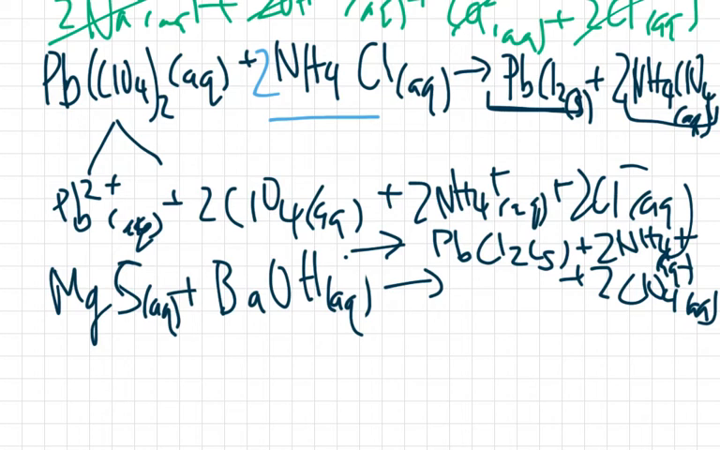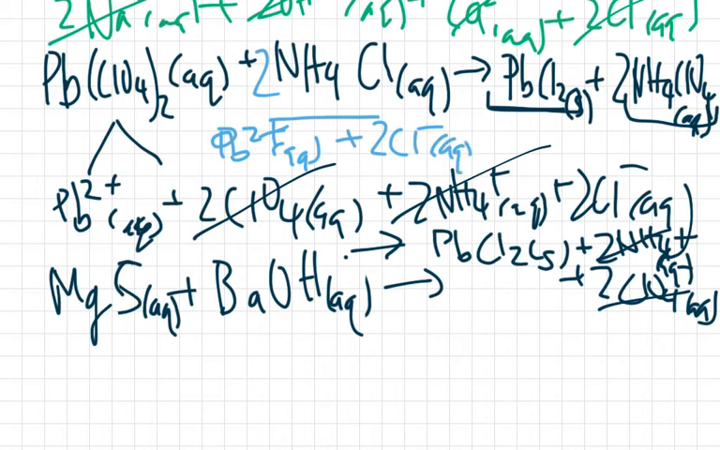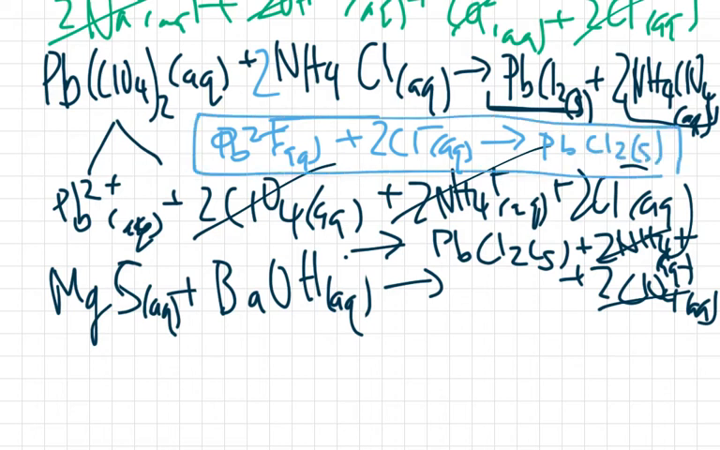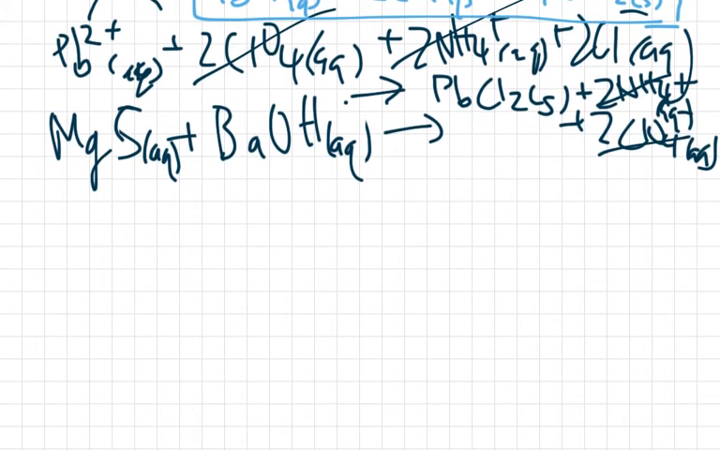So which ones are spectator ions? Well, I think our perchlorates will be, and our ammoniums will be, and in the end, our net ionic equation will be Pb2+ aqueous plus 2Cl- aqueous to give us 1 lead 2 chloride solid. Now this is going to be our net ionic equation. And yeah, let's do one more question.